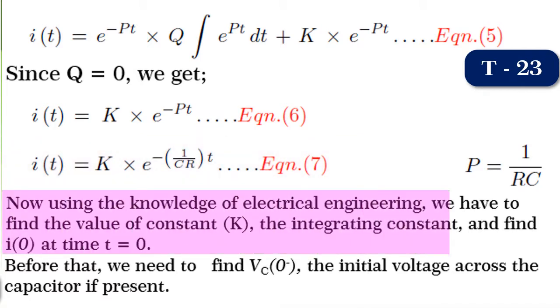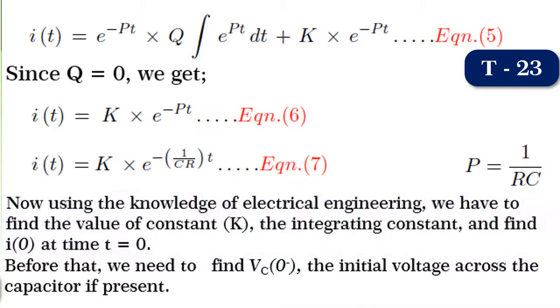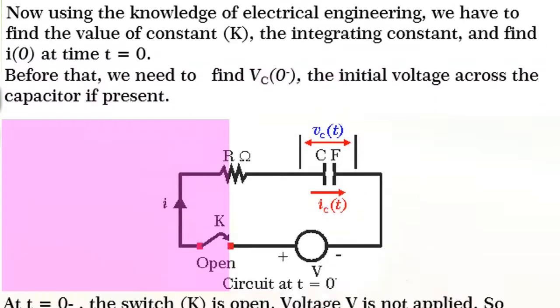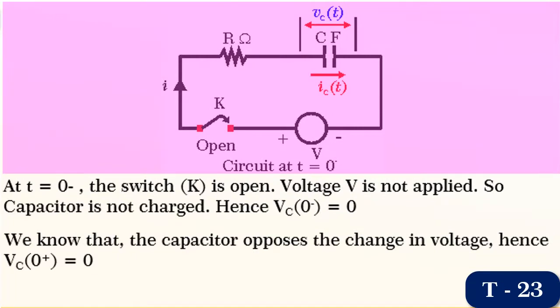Now, using the knowledge domain of networks to find k, we need to find I of 0. Before that, we have to find VC of 0 minus, if present. For that, consider the circuit at t equal to 0 minus.